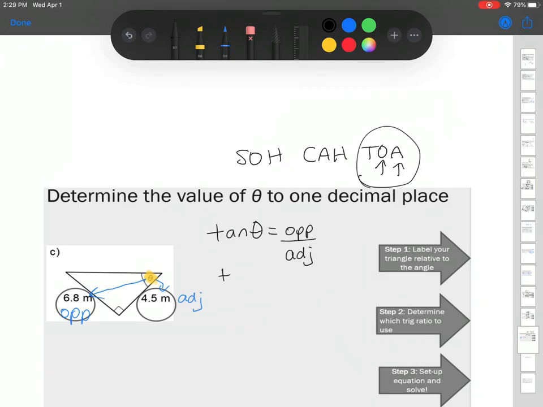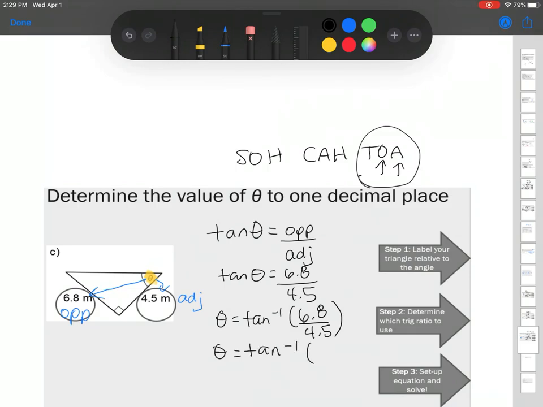Okay, so we're going to do tan. So then the inverse of tan is tan inverse, tan to the -1. This one I'll do the dividing first, for those of you that maybe don't have brackets on your calculator.